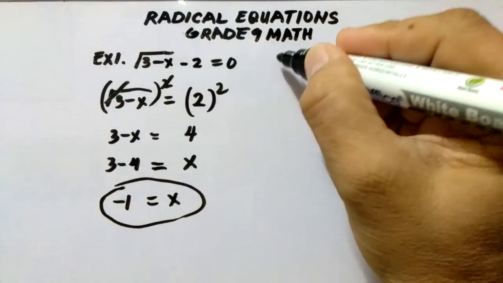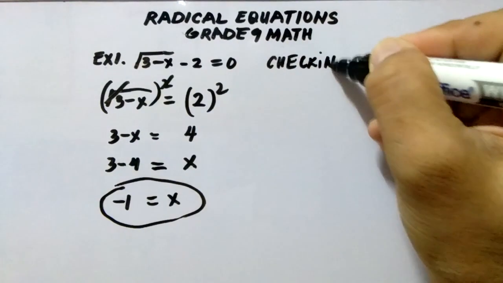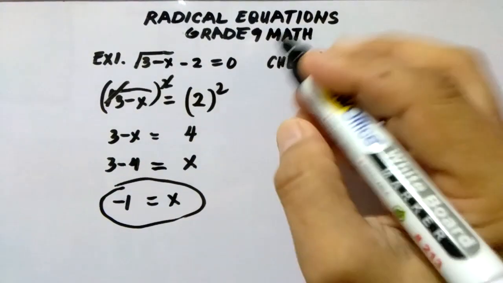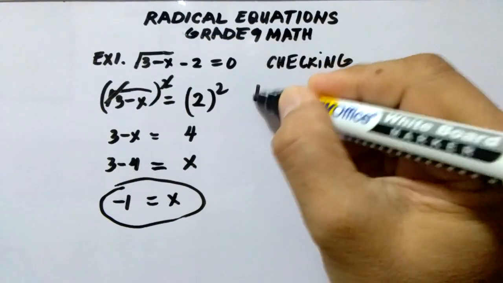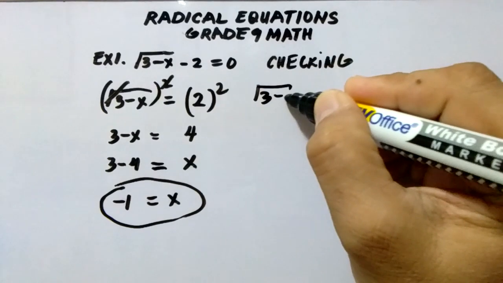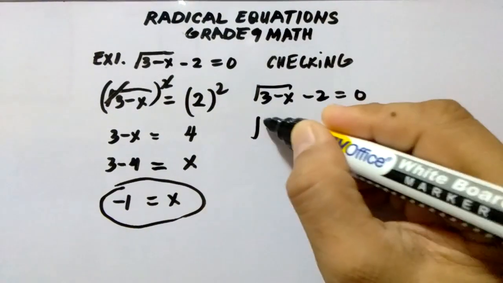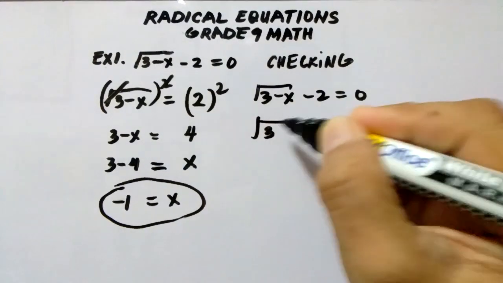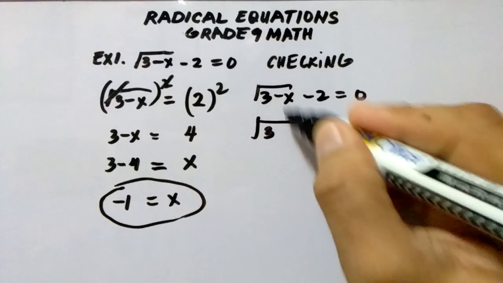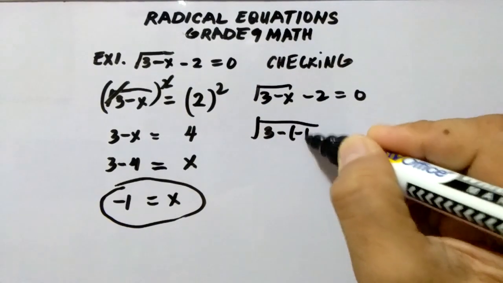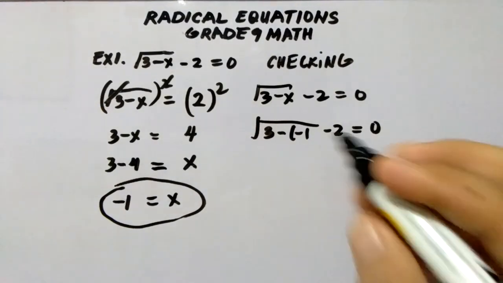So, i-check po natin kung tama ang ating nakuhang value ng x. So, i-copy po natin yung ating original radical equation. So, square root of 3 minus x minus 2 is equals to 0. Then, substitute po natin yung value ng x. Negative 1. So, we have square root of 3 minus negative 1, minus 2 is equals to 0.